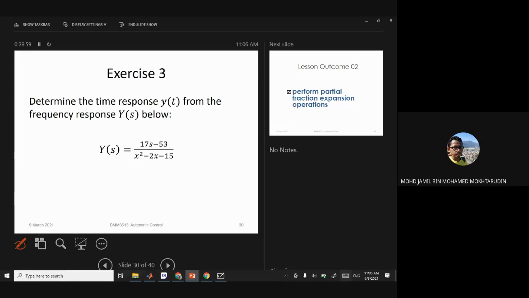So for the exercise, you can do this at home, and maybe we can discuss it next week. Determine the time response y(t) from the frequency response Y(s) below. Y(s) equals (17s minus 53) divided by (s squared minus 2s minus 15). First you need to factorize the denominator, and then use partial fraction. After you use partial fraction, you get Y(s). Then from there you use the inverse Laplace transform to get y(t). So these are the steps. Try first, and we will discuss this tomorrow.